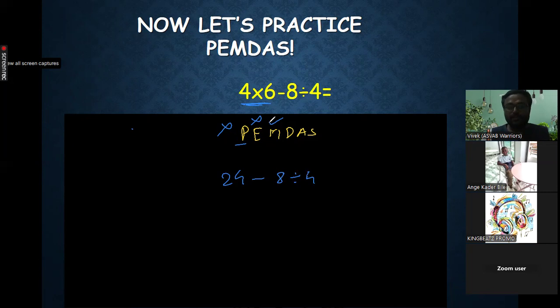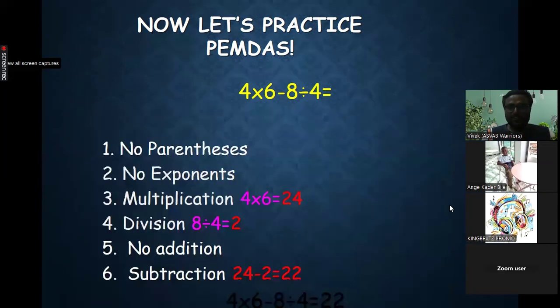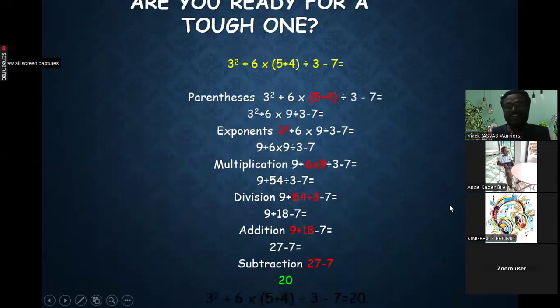So multiplication is done. Do we have division? Yes. So 24 minus 8 divided by 4 is nothing but 2. Do we have addition? No. Do we have subtraction? Yes. So 24 minus 2 is nothing but 22. Yep. Now, let us try to solve this tough question.